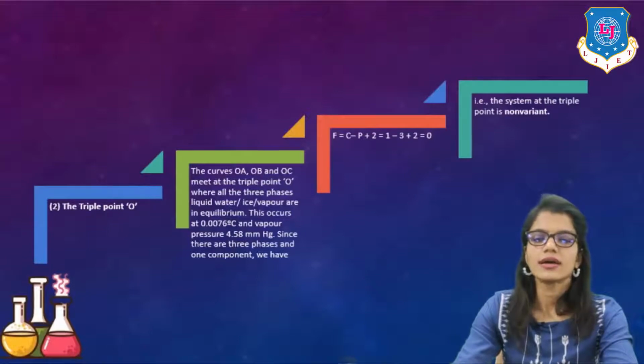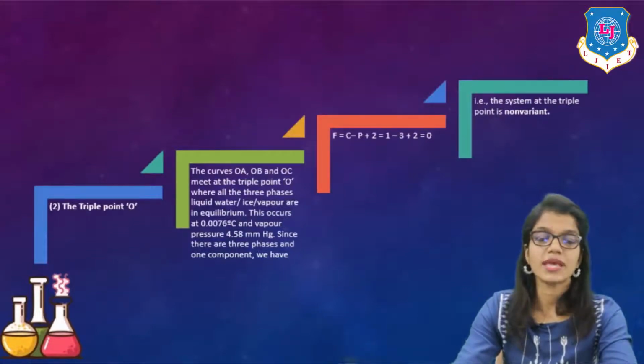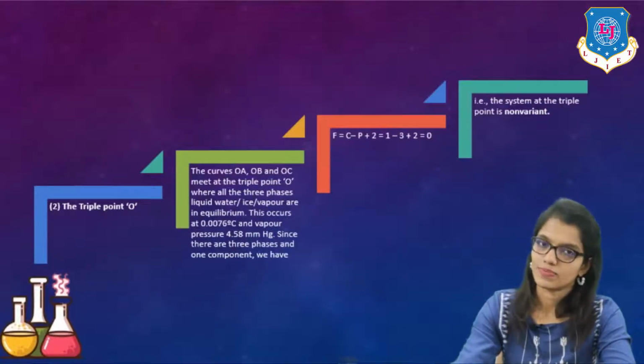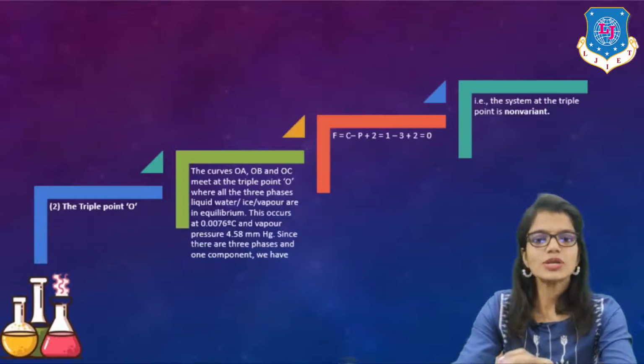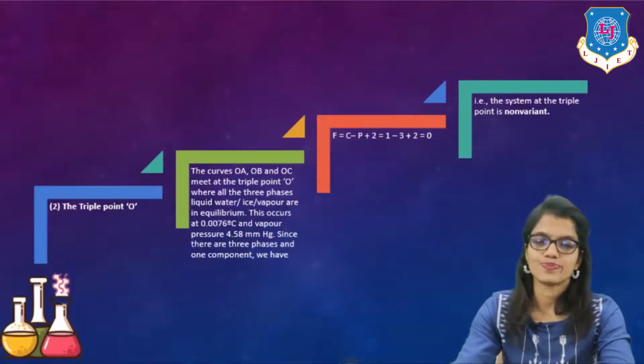Since there are three phases and one component, how can we calculate the degrees of freedom here? So let's put all the values here. Capital F is equal to C minus P plus 2. For C we have the value 1, so 1 minus 3 plus 2 is equal to 0. Here we put the value of C as 1 and the value of P as 3. As all three phases are in equilibrium with each other, F is equal to 0. At the triple point, as all three phases are in contact and in equilibrium with each other, it is always 0.